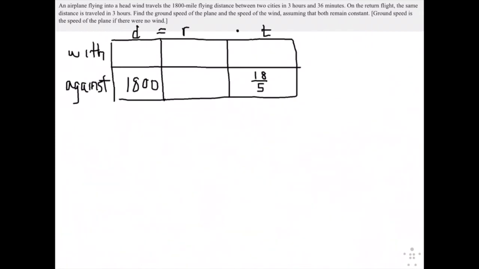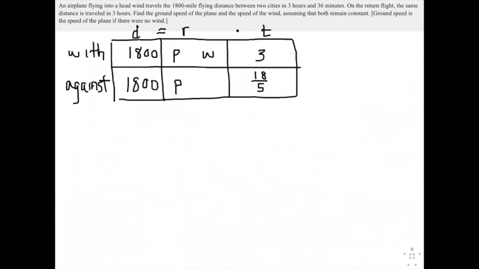Now let's keep reading. It says on the return flight, the same distance is traveled. So the same distance, that's 1,800, is traveled in 3 hours. So no fraction there. Find the ground speed of the plane. Now, they're calling it ground speed. You'll usually see it called speed of the plane in still air, right? But the ground speed. So I'm going to call the speed of the plane in still air P.